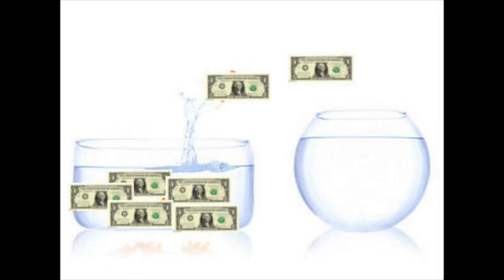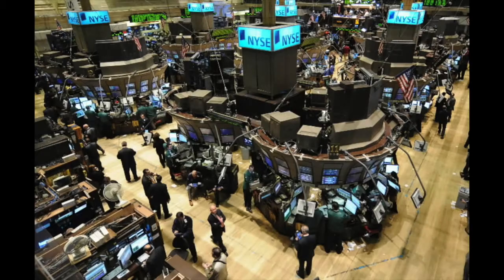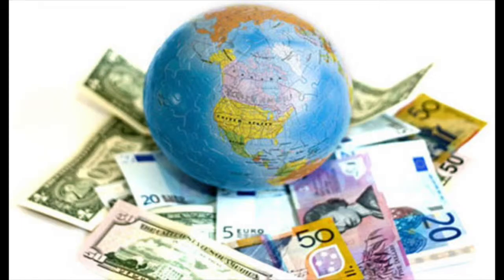Two further subsections of economics are micro and macroeconomics. Microeconomics concerns the economic choices made by households, companies, and individual markets, while macroeconomics is the behavior of entire countries.